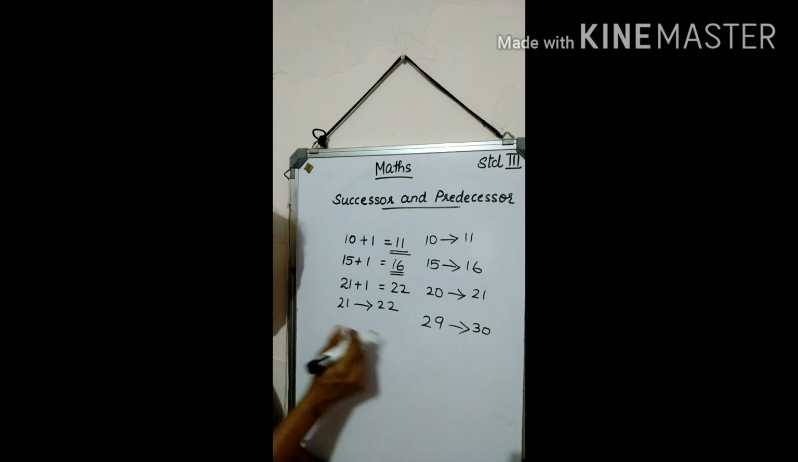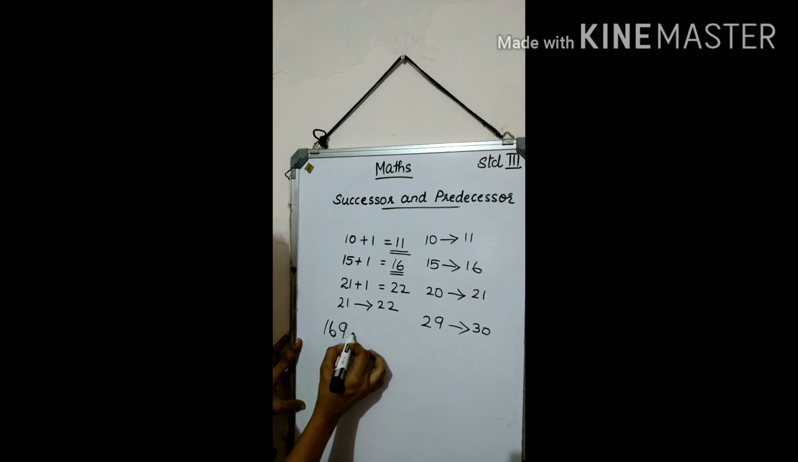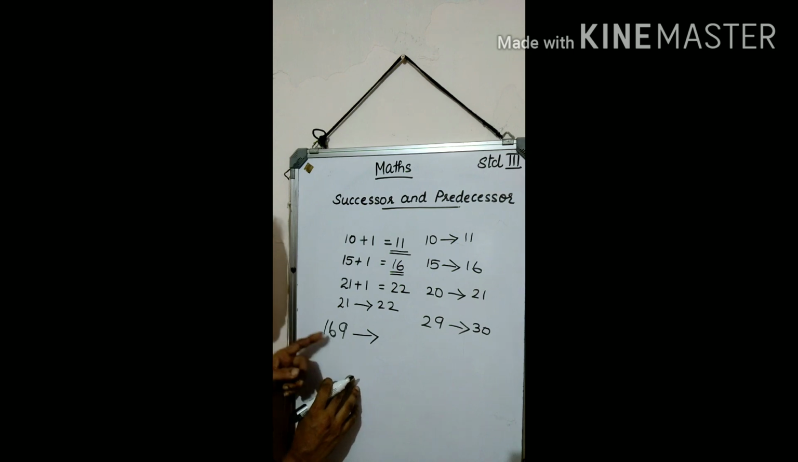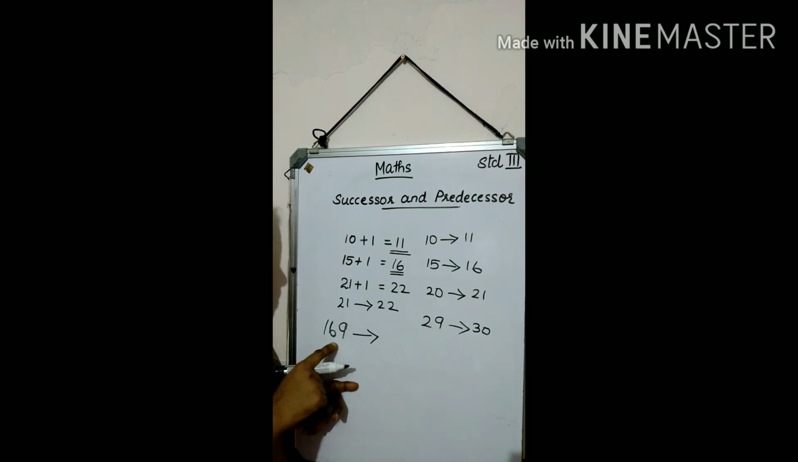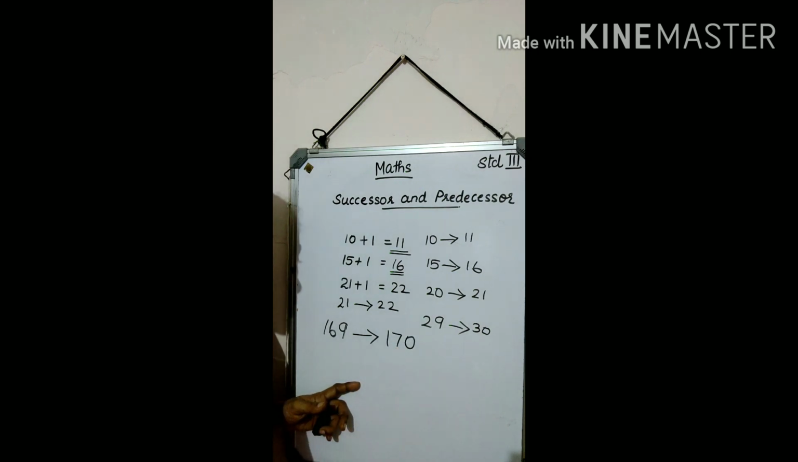Did you get the idea? If it is a 3-digit number, if it is 169, what is the successor of 169? 69 plus 1 equal to 70. So 170 is the successor.